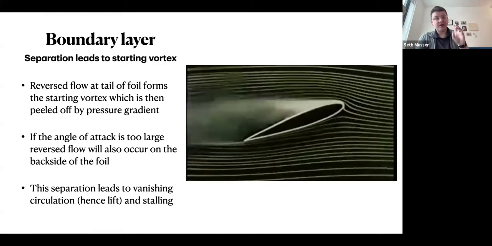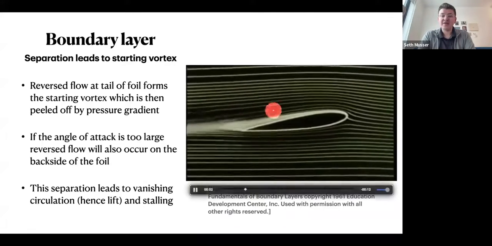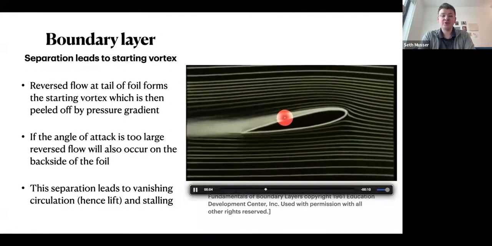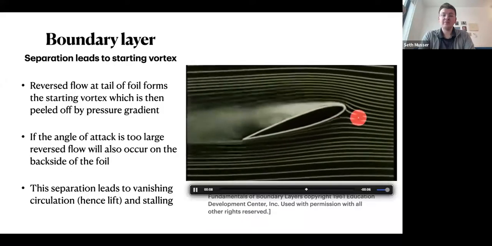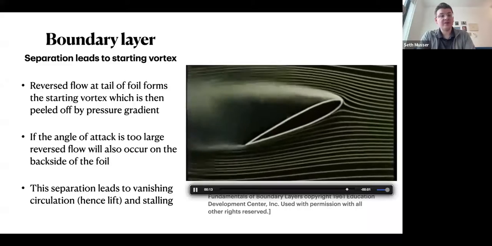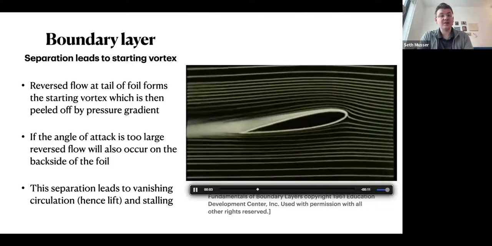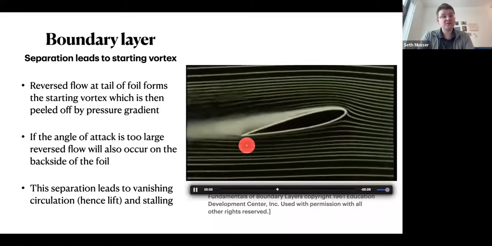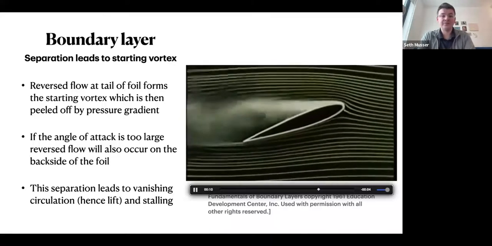There's finally one other important effect of boundary layers, which is that if the angle of attack of the foil gets too large, we will get separation of the boundary layer, which you can see here from these streamlines on the backside of the foil as well. And that will just lead to vanishing circulation and destroy the lift. So this is what's known as stalling, if you're a pilot flying in air.